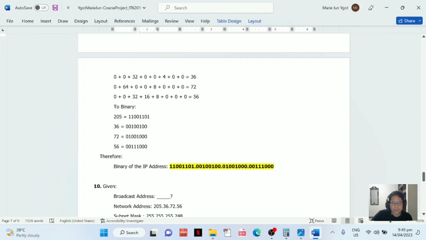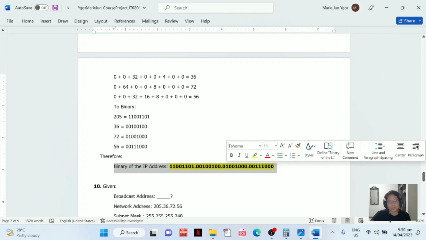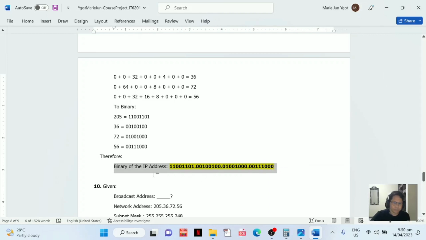So therefore, our IP address is 11001101, 00100100, 01001000, 00111000. So this is the binary of our IP address. So this is our final answer.